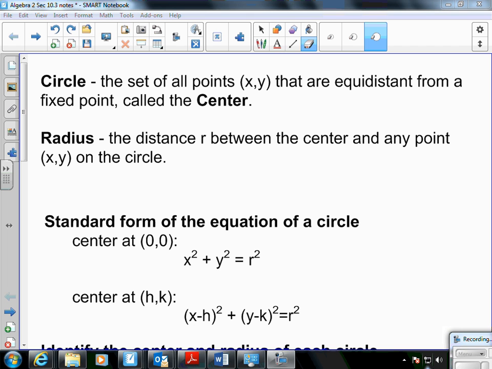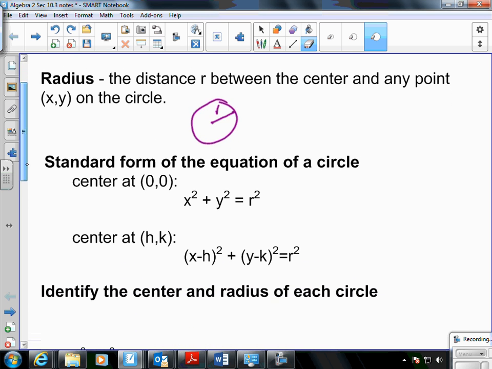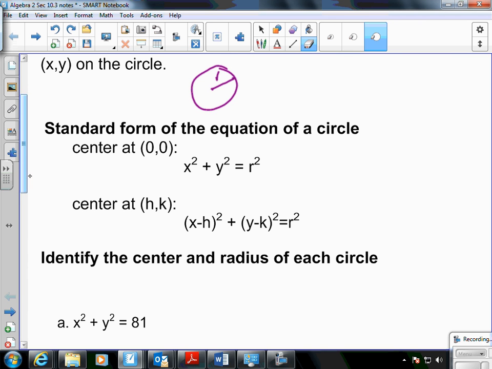So going from the center of the circle to a point on the circle, it's going to give us a radius r. So we've got two basic forms of the equation of a circle. Standard form, when our center is at 0, 0, or the origin, is x squared plus y squared equals r squared, and r squared of course represents the radius squared.